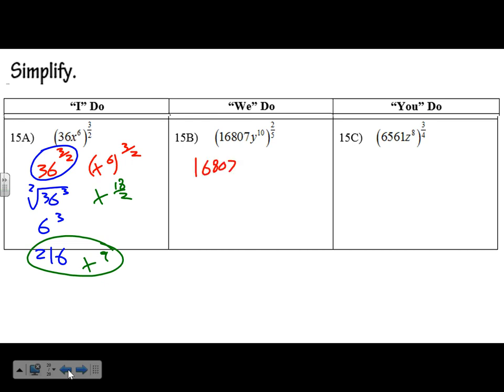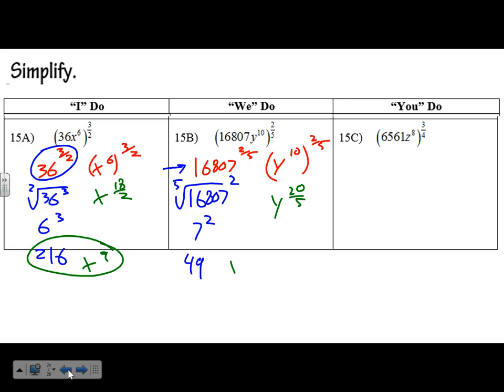16807 raised to the 2 over 5, y to the 10th, raised to the 2 over 5. So technically, that's the 5th root of 16807 squared. So again, I would take the 5th root first. Is 7. So 7 squared is 49. But again, I would put this part in my calculator if I were you. And then over here we get y to the 20 over 5, which is y to the 4. And again, you're just multiplying those. I should have written them a little closer together.